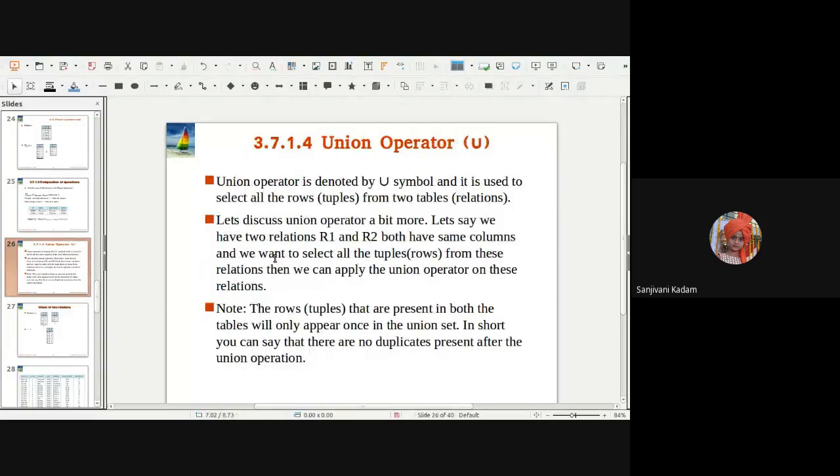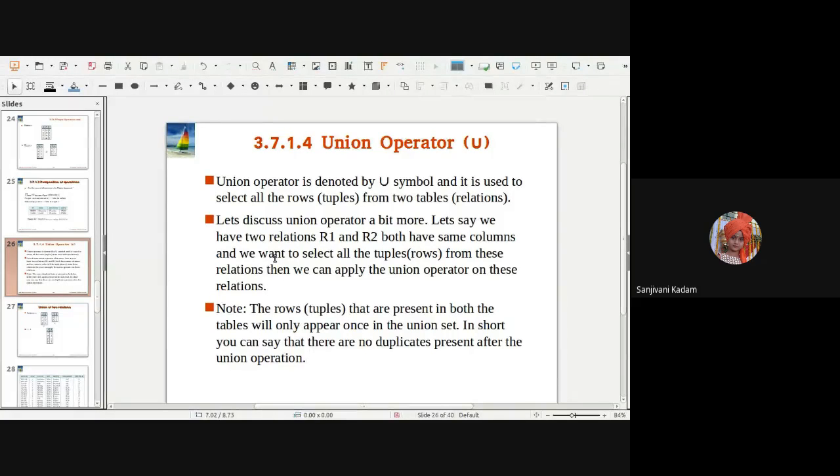Union operation is the same as the set operations, which you might have studied many times in a mathematical subject. If there are two sets A and B and we want to perform the union, it means all the elements of A or B are combined together, and if they have something in common, we remove the duplicates. The same concept we apply here. So the union operator U is used for this operation. Let us read what it says.